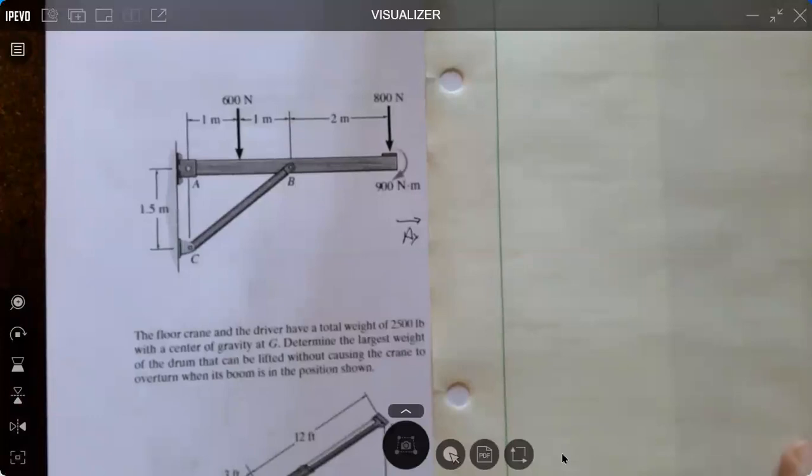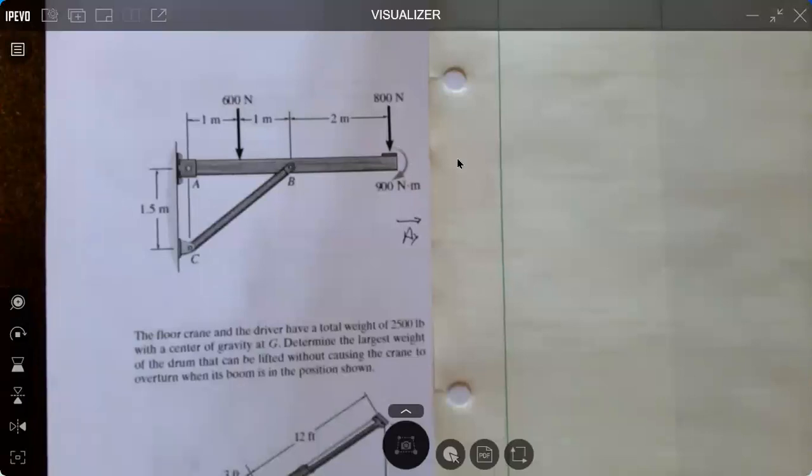So here's the first problem we're going to take a look at. We have a beam that's supported at a pin, which will have an X and Y component of reaction. There's a strut CB, and we know the reaction in a strut is just a line of action along the strut, and this is going to be in compression. Then we have two vertical loads, 600 newtons, 1 meter from the end, and 800 newtons, 4 meters from the end. And then there's an applied moment of 800 newton meters.